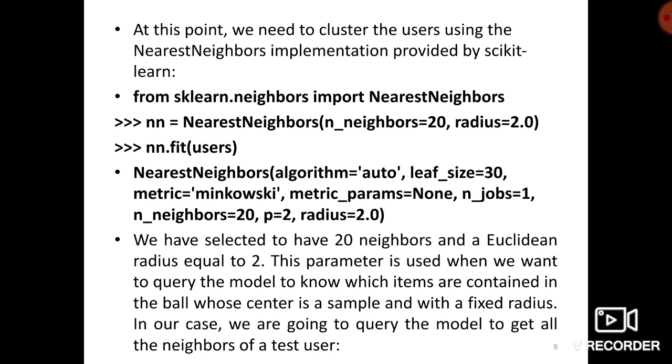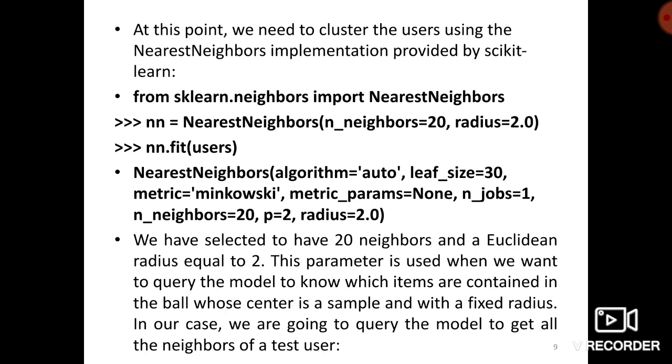Now at this point we need to cluster the users by using the nearest neighbors implementation provided by scikit-learn. First of all, we need to import from sklearn.neighbors, import NearestNeighbors. Here we are going to select 20 neighbors and a Euclidean radius which is equal to 2. So this is the parameter used when we want to query the model to know which items are contained in the ball whose center is the sample with a fixed radius.